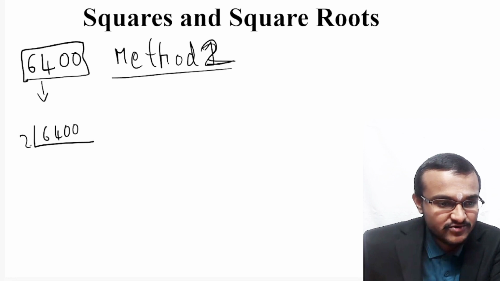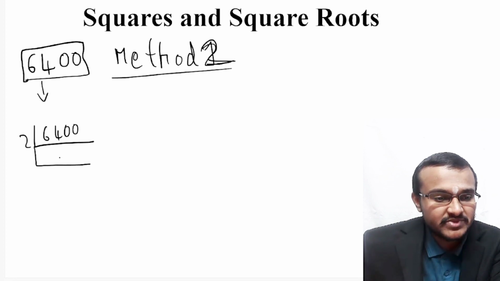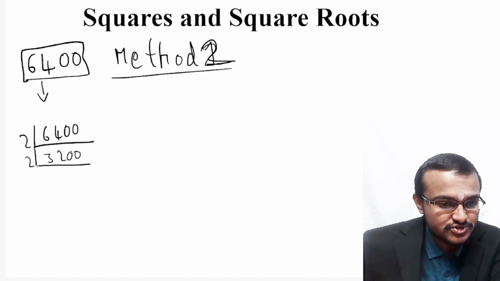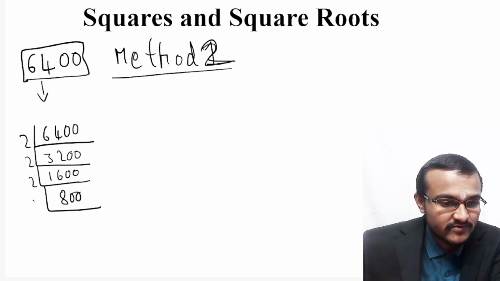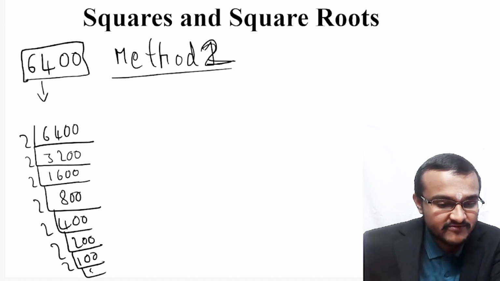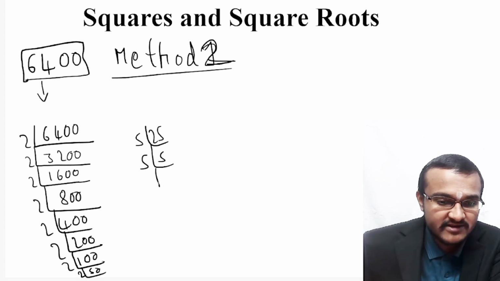So 6400, you can divide this by 2. When you divide it by 2, what will you get? You will get 3200. Similarly, if you use 2, you will get 1600. Again, when you use 2, it will be 800. When you use 2, it will be 400. When you use 2, it will be 200. When you use 2 again, it will be 100. When you use 2, it will be 50. When you again use 2, it will be 25. So when you use 5, it will be 5. When you use 5, it will come to 1.